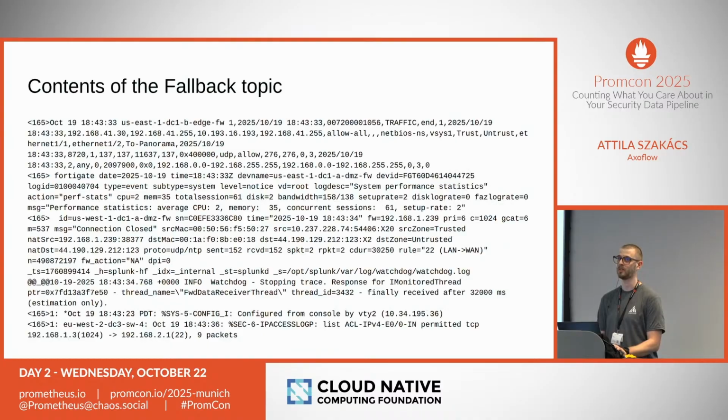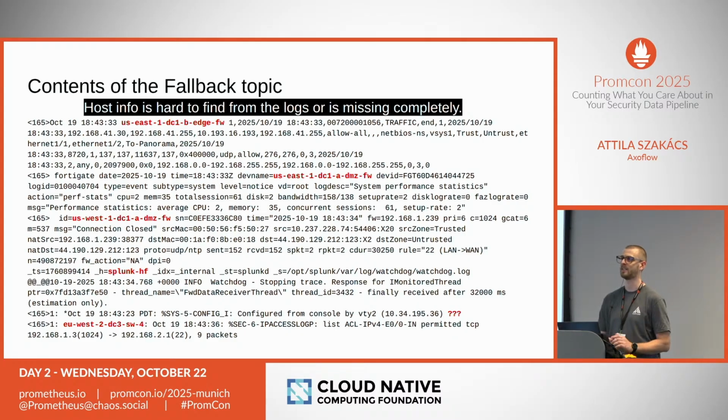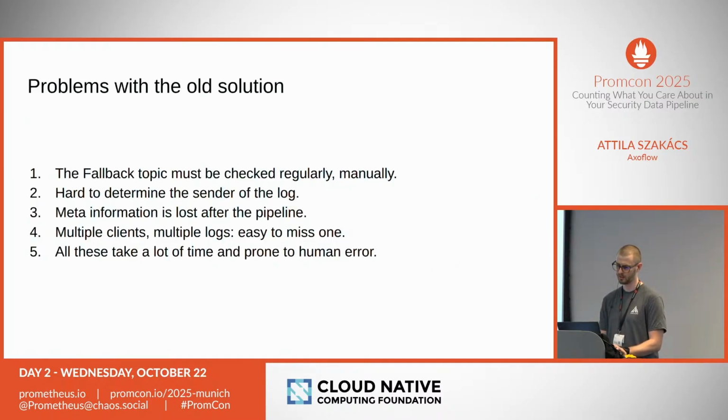So what does the fallback topic look like, or how could it look like? These are fake logs, of course. I highlighted the host information in the logs. So in some cases, it is in the right syslog header place. Sometimes it's under the dev name key-value pair, or the ID, or underscore agent, or sometimes it is not even available. So it's hard to see.